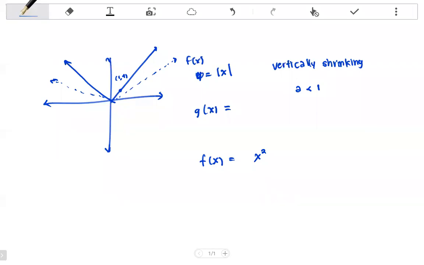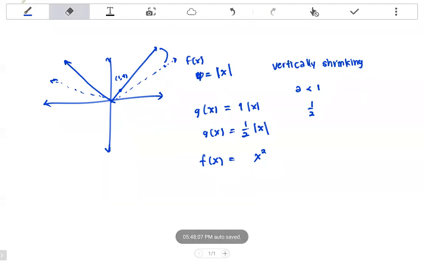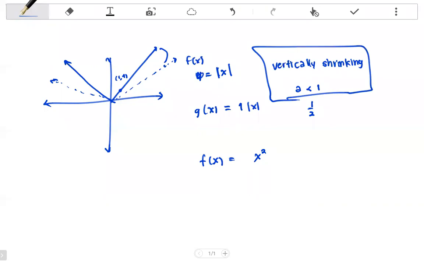Absolute value of x is the same as 1 times absolute value of x. So if we're shrinking it, we're multiplying it by something less than 1. In this case, it's half, because visually this is half of what it was originally, right? So we're multiplying it by half. Our new function is half multiplied by absolute value of x. So the important thing to remember: vertically shrinking is absolute a less than 1.